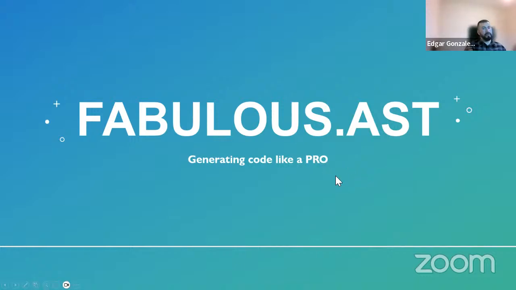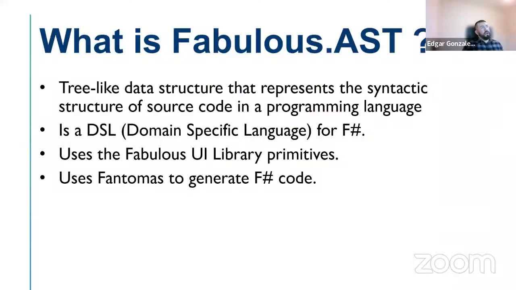So yeah, the library I'm going to talk about is called Fabulous AST, and it's like generating code like a pro. Well, that's maybe debatable, but yeah, I think it will help a lot in the code generation. So what is AST? In order to understand that, I guess we need to define what those 3 letters mean.